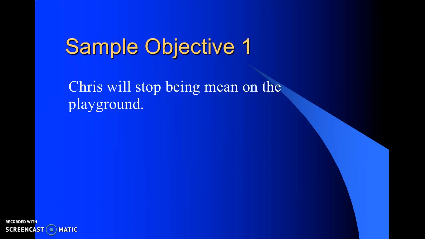Let's look at this behavioral objective for Chris. There is no condition. The who we know is Chris, and the observable behavior is to stop being mean, but that's hard to observe. Exactly what am I supposed to be looking for? What does stop being mean look like? It's very unclear. And how do we measure that? And finally, no, this is definitely not stated in positive terms.